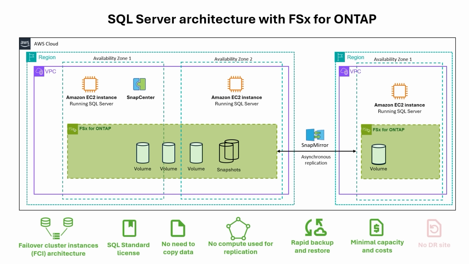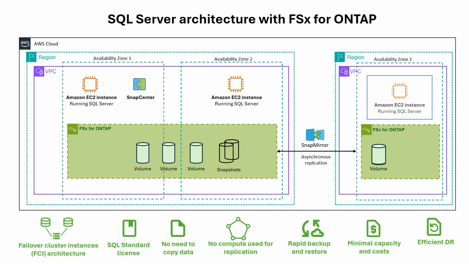By deploying an additional SQL server in another region with FSx for ONTAP, you can also get an efficient DR site. Thanks to the built-in cross-region replication engine, this is still achieved with the same FCI architecture. On top of all this, because the replication is done on the storage level, the EC2 instances are mostly idle, used only in case of a disaster, and therefore save on compute costs.